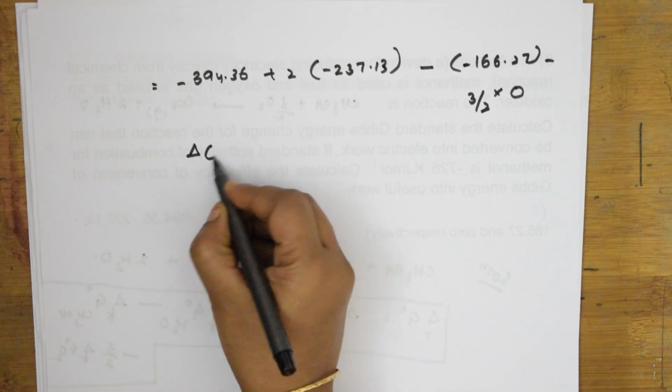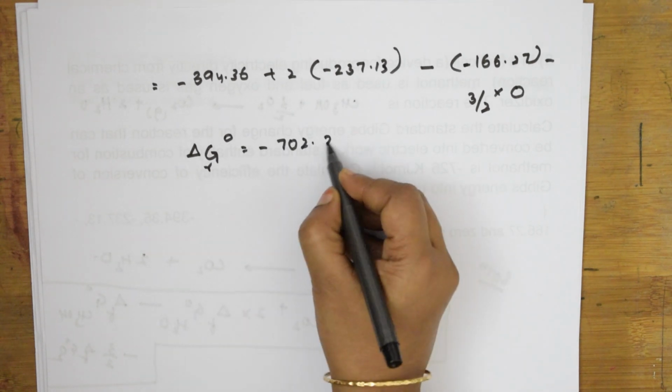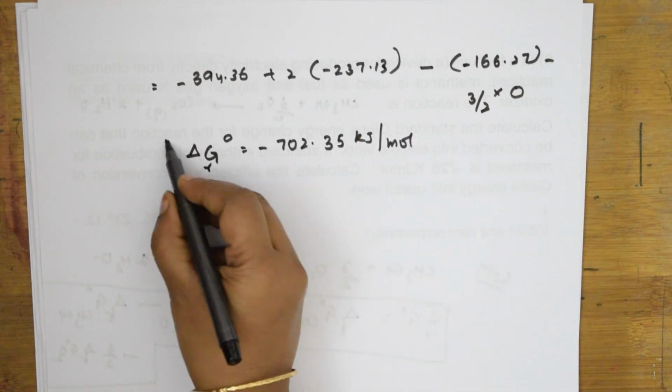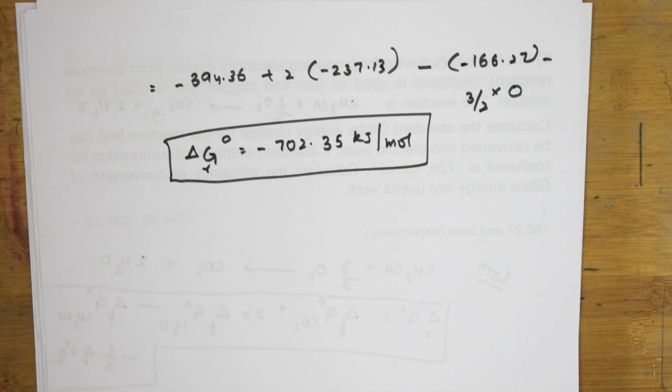When I solve this, I get a delta G naught value equal to minus 702.35 kilojoules per mole. This is the value, right? So they've asked me efficiency also. What is the efficiency of conversion of Gibbs free energy to useful work?